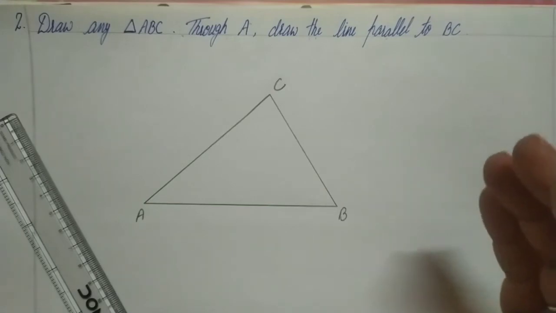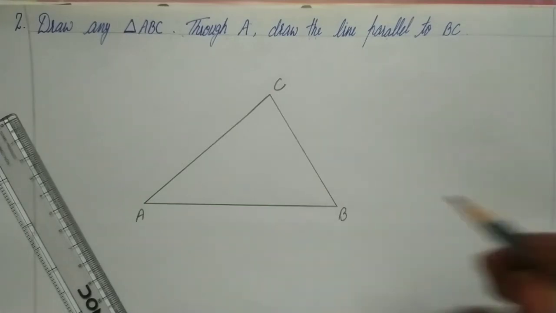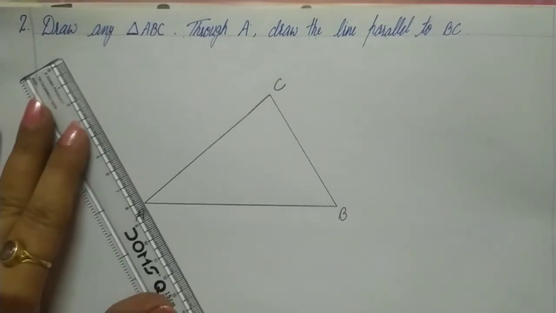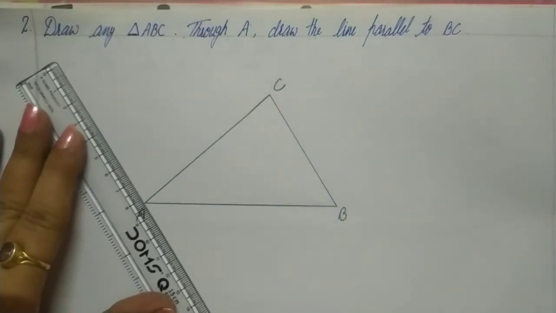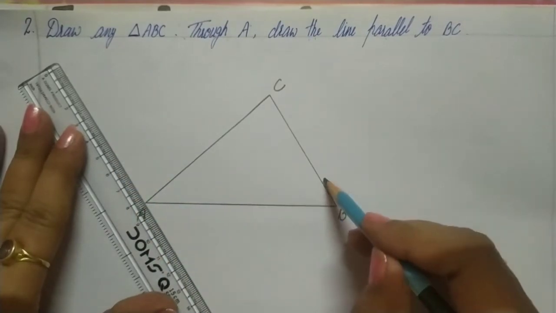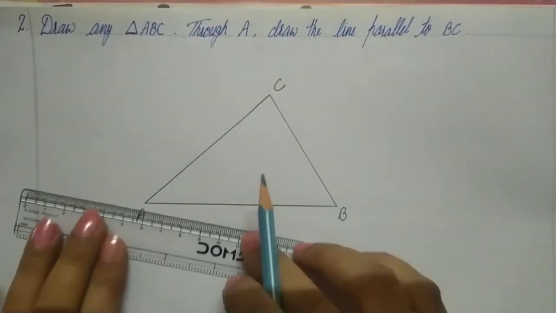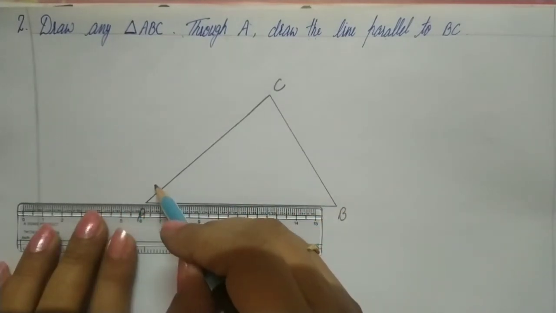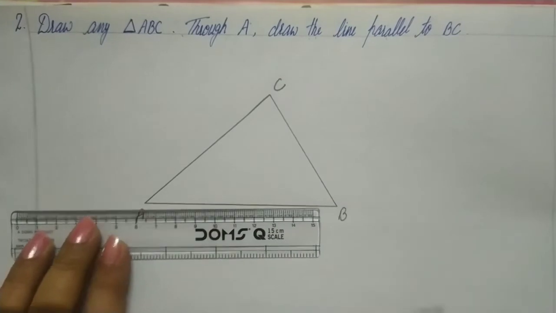So here we'll go with the corresponding angles. Since we have to draw a line parallel to BC, it should be like this. Here we have to draw a line, so this angle must be equal to the angle over here for these two lines to be parallel.